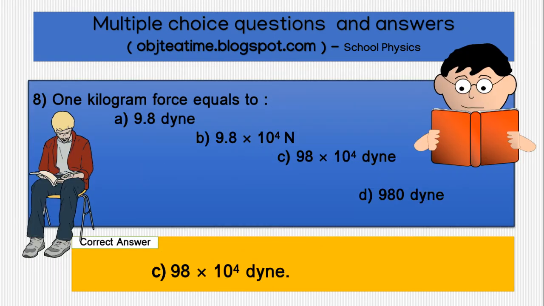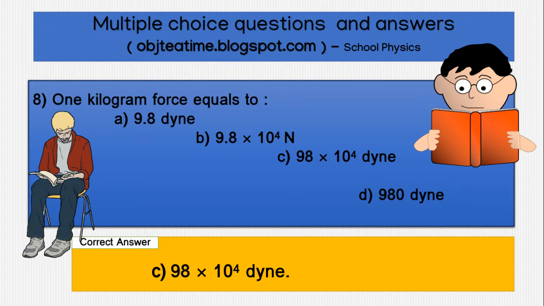Question number 8. 1 kilogram force equals to. Option A, 9.8 dyne. Option B, 9.8 times 10 to the power 4 Newton. Option C, 98 times 10 to the power 4 dyne. Option D, 980 dyne. The correct answer is option C, 98 times 10 to the power 4 dyne.